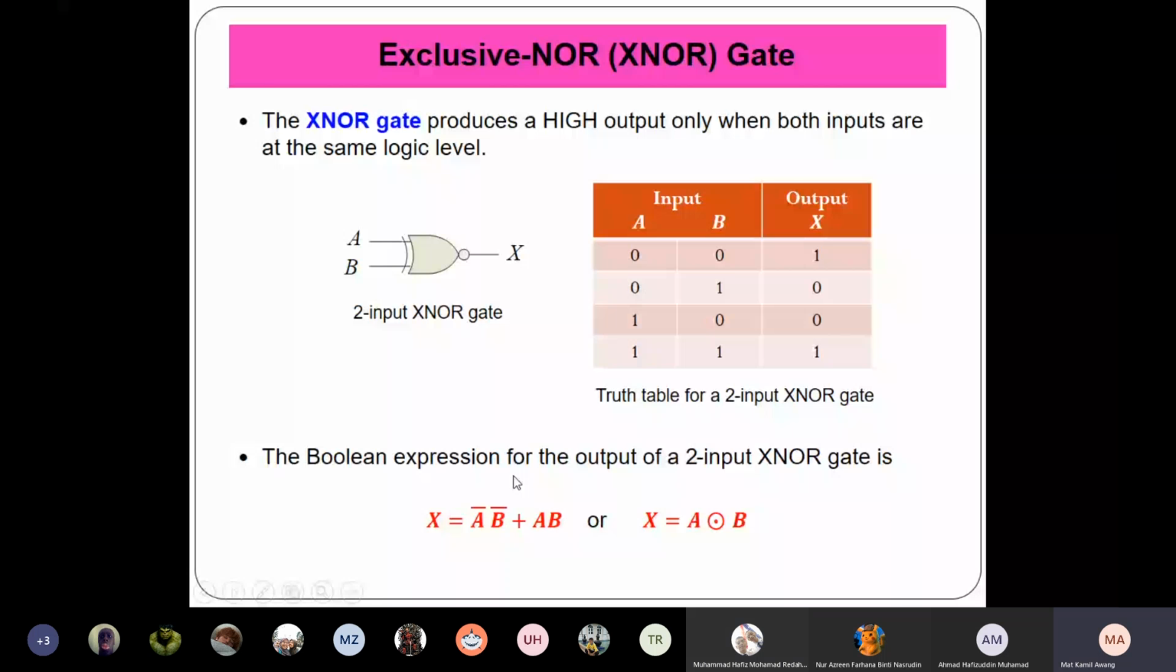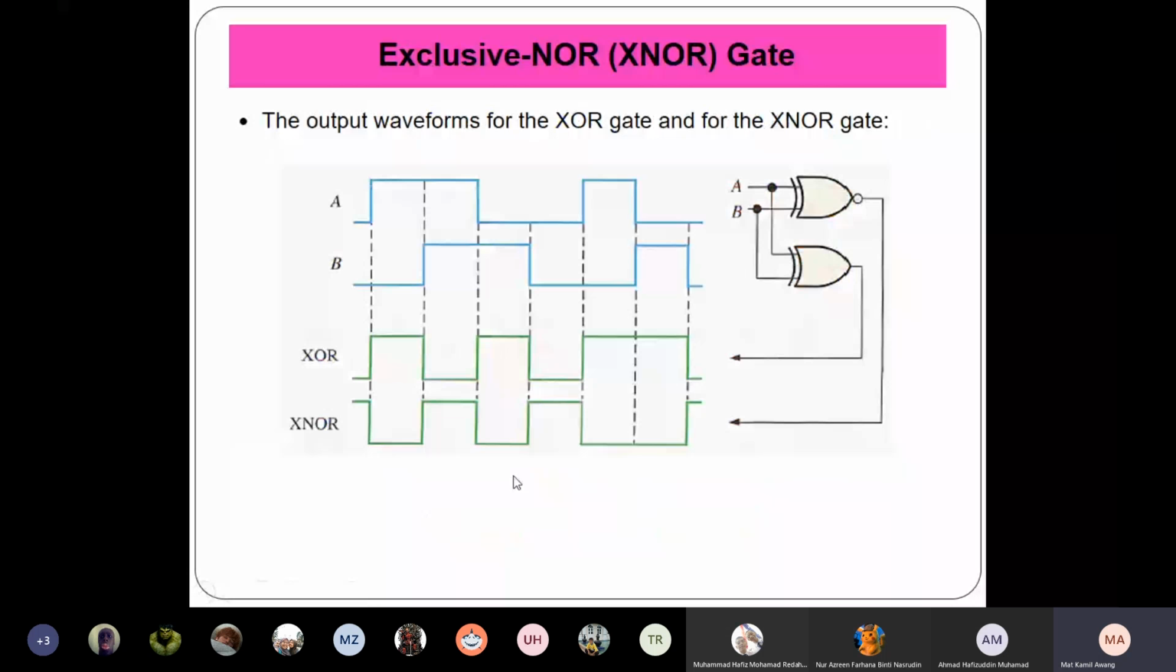So this is the timing diagram for exclusive NOR. It becomes 0 when you have a different, opposite level. It becomes 1 when you have the same level. So this is XOR, and XNOR is the reverse of the XOR, right?